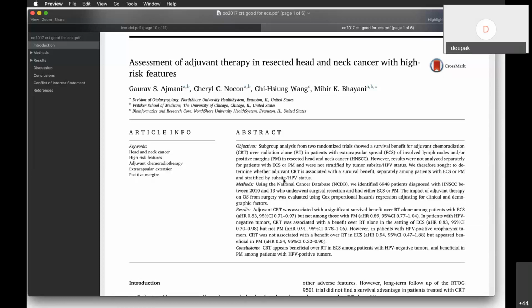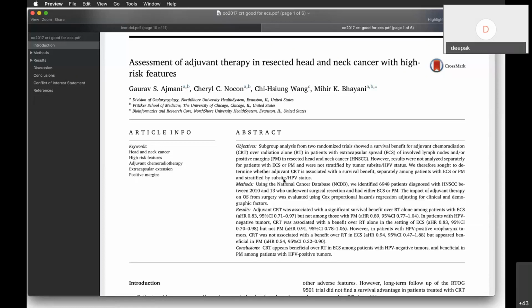from Illinois University in the United States looked at the National Cancer Database, where they had extracted 6,948 patients who were diagnosed with head and neck squamous cell carcinoma between 2010 and 2013, and who had surgical resection, and those who had ECS or positive margins. And they looked at the effect of the adjuvant treatment on overall survival using Cox proportional hazards. Cox proportional hazards usually looks at the outcomes when compared across different variables in the patient. And they had done it after adjusting for clinical and demographic factors.